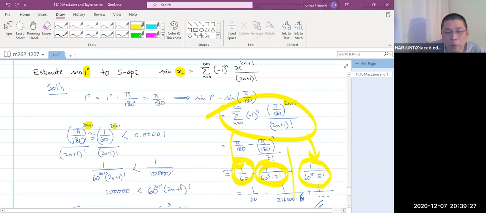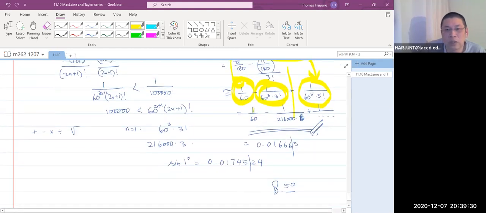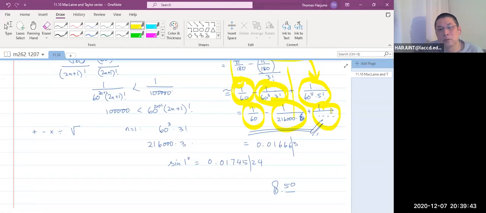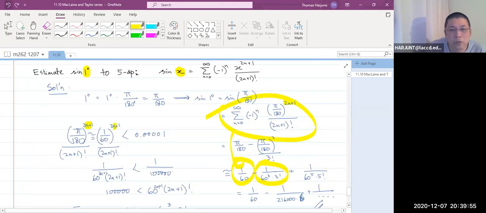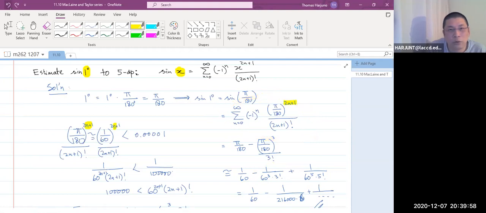What I did here, I look for how many terms. But eventually you just need to keep on adding the terms. And how do you know when to stop? When the terms you are adding are already less than 5 decimal places. That's how it is done. You need to add the terms anyway. So it seems like, oh, Thomas, it takes you so long to do it. Nah, that's because I need to explain to you. Otherwise, it's just like that.